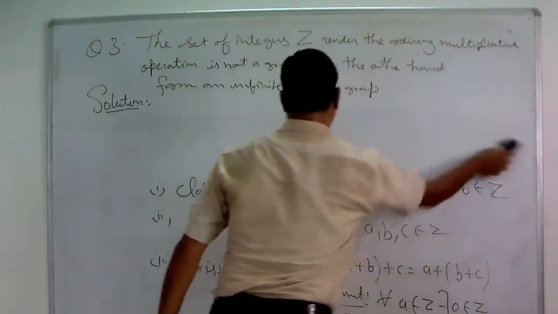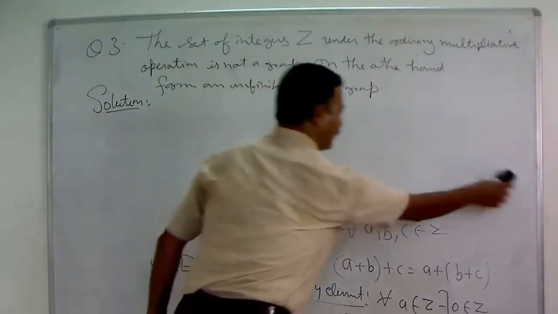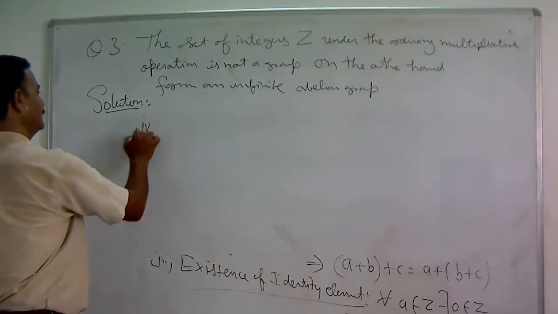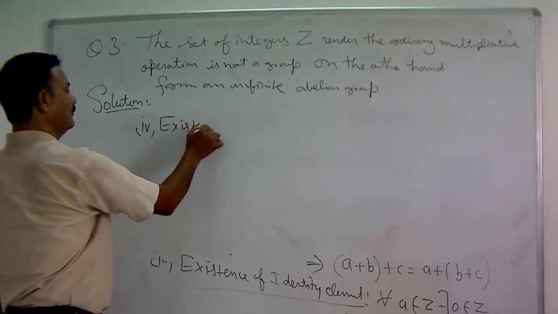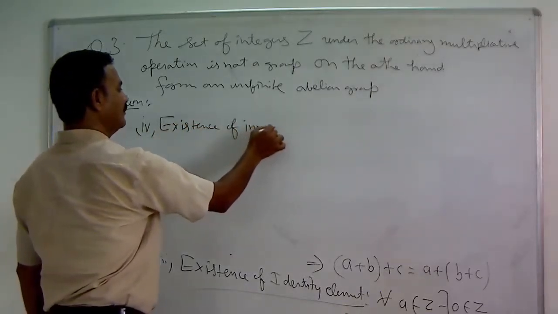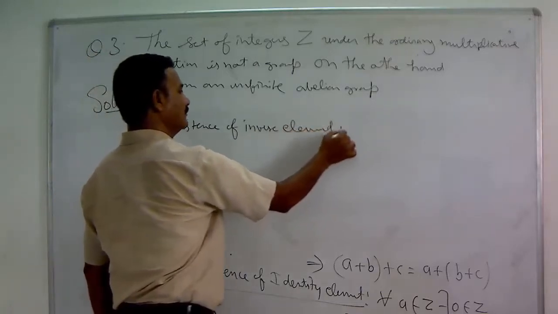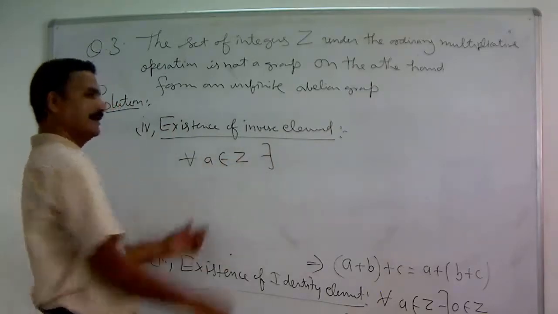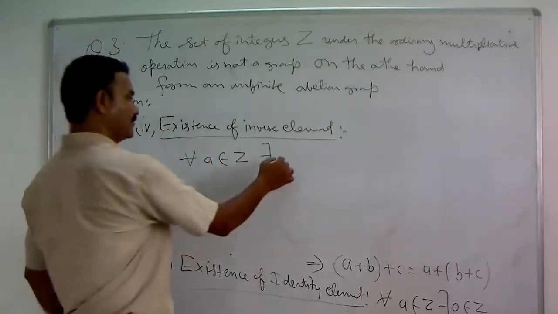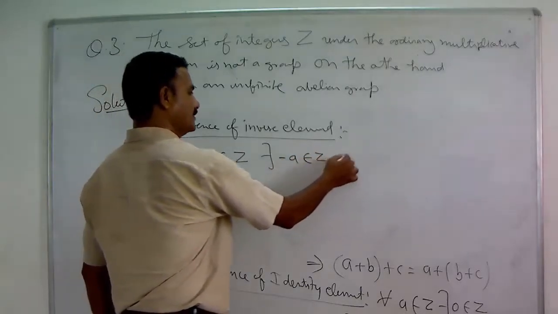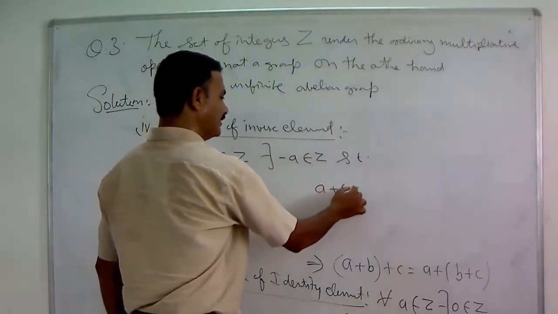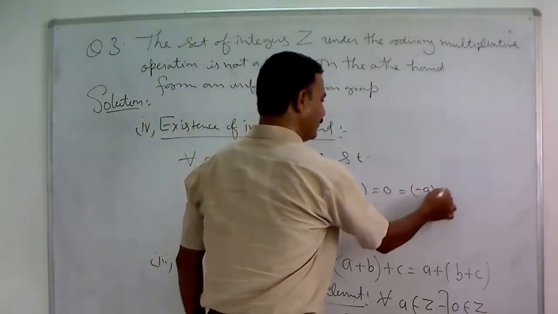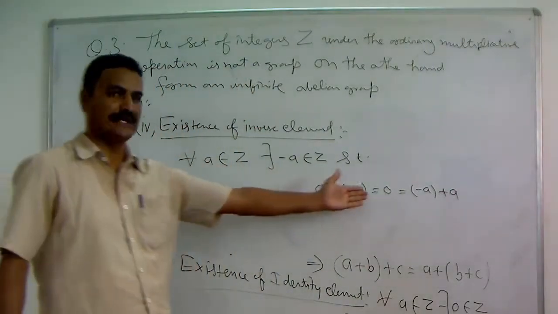So now we come to the next property, which is inverse property, the fourth one, existence of inverse element. For every element a which belongs to the set of integers, there exists a negative of that element, minus a, such that a plus minus a gives the additive identity element, and minus a plus a also gives us 0, the identity.